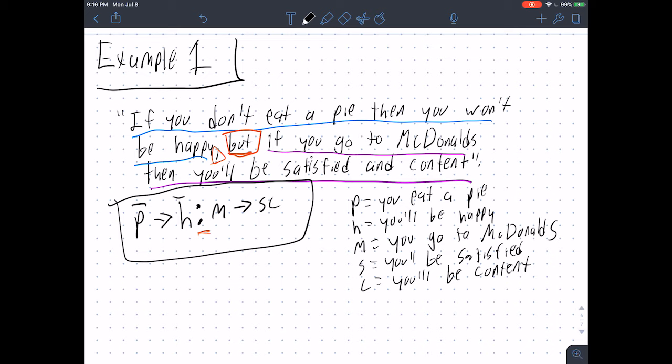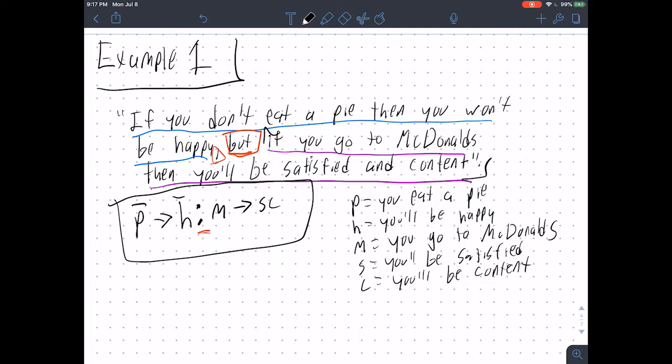I'm never going to hold you to it. If you read that sentence and you really think it says that you'll be content regardless of whether or not you go to McDonald's, you're entitled to that reading of the sentence. You won't lose points for it. As long as you give me something that's unambiguous and matches up with the grammar of the English as far as it can, right? So the comma there means that, you know, that has to be the main operator. The whole thing has to be a conjunction. That's sort of non-negotiable. But the particular structure of this second clause here, you have some leeway with, right? Okay, so that's the first example.